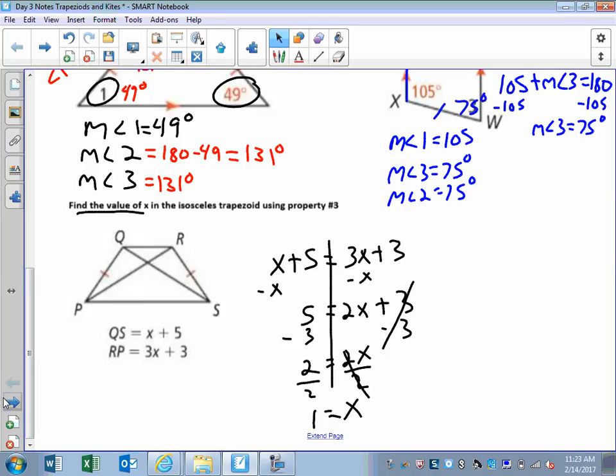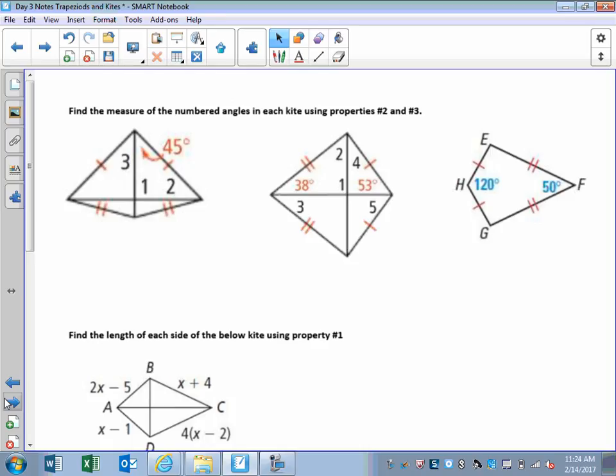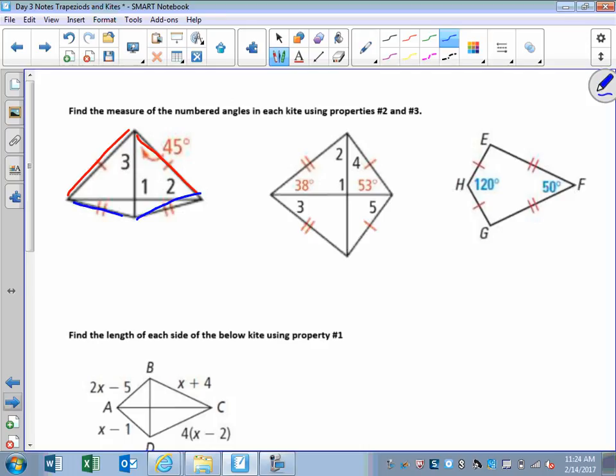Now you guys can flip to the second page where we're going to be talking about another shape, kites. Okay. Now for kites, we know a couple things. First, if you look at the sides, instead of the sides that are opposite being congruent, the sides that are congruent are going to be right next to each other. So we got this and this are congruent if you look at the hash marks. And we got this and this are congruent if you look at the hash marks.